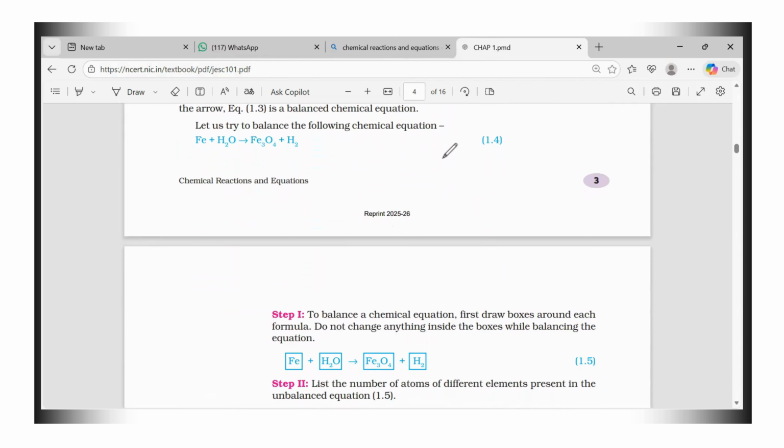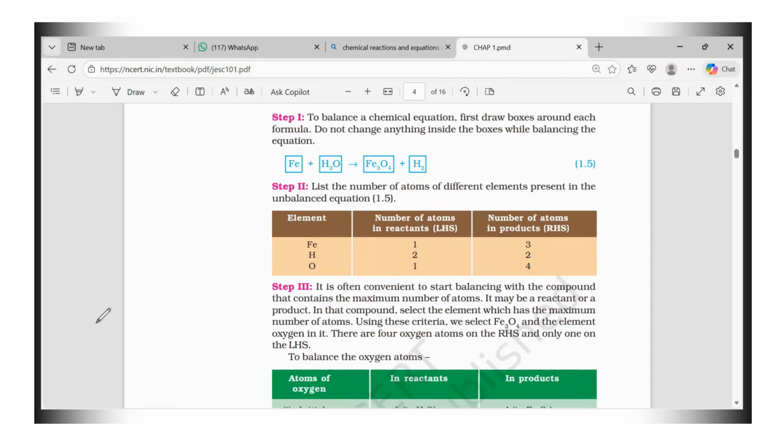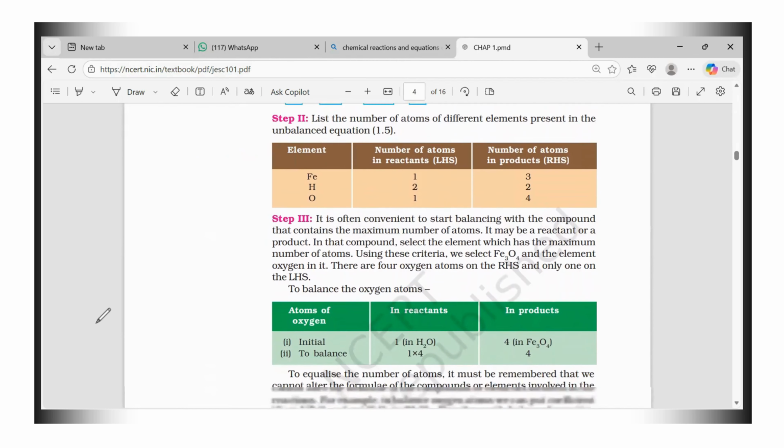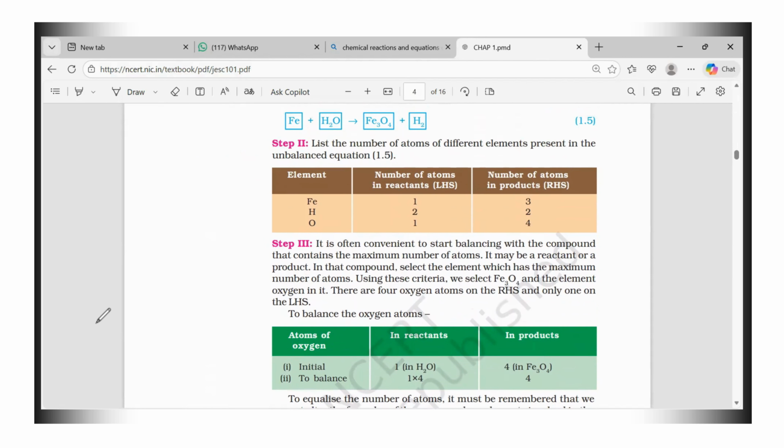Step number 1 is we need to put all of them in boxes. Why are we putting them in boxes? Because you cannot make any change inside the box. You can write a number to the left of the box, but not inside the box. That means if you have Fe, you cannot make this Fe3. Instead, you need to put the number outside the box. So that is the first step. You need to put a box for all the components.